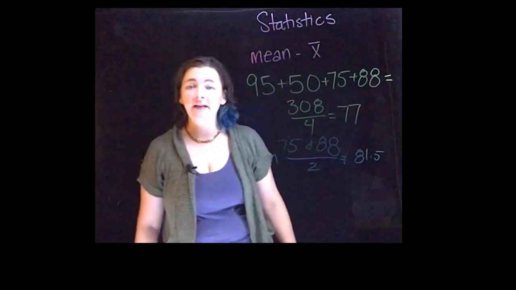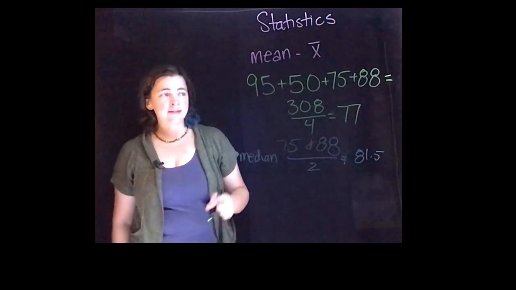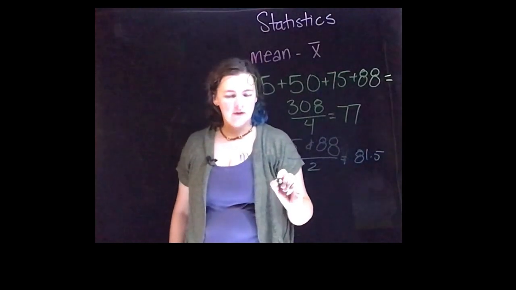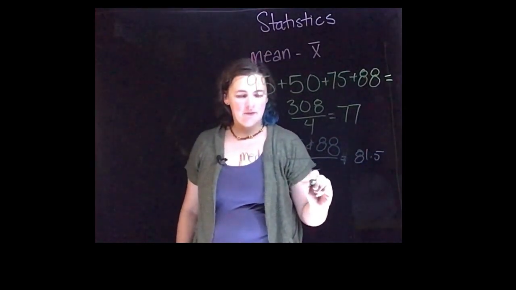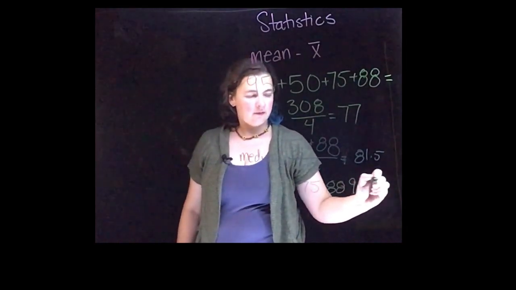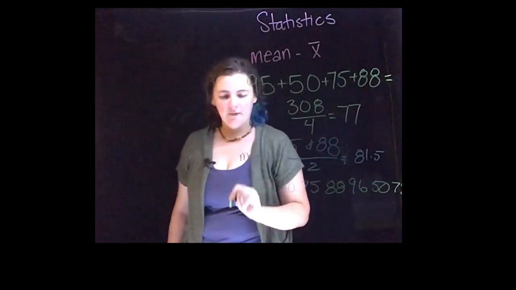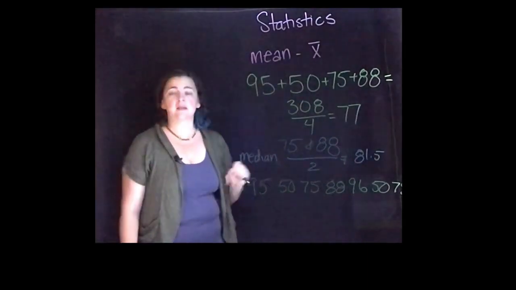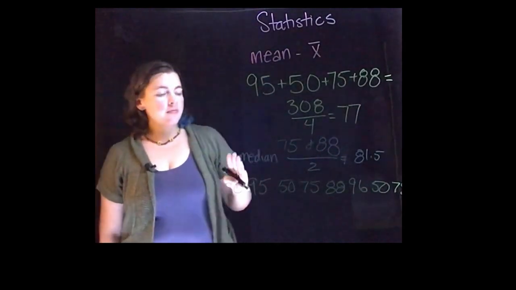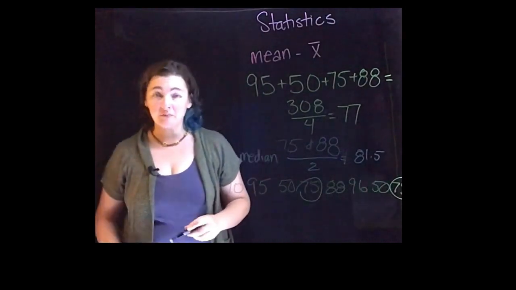The last thing we're going to take a look at is mode. The mode is how often a number occurs. So let's take a look at another set of data points. If I have 95, 50, 75, 88, 96, 50, 75, and 70, and those are all the tests that I've taken over the course of this year, I'm going to look to see which number happens the most frequently. That is going to be 75 because it has 2 occurrences here. So 75 is going to be the mode.